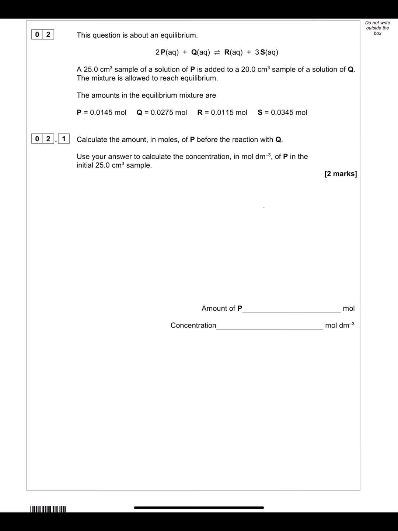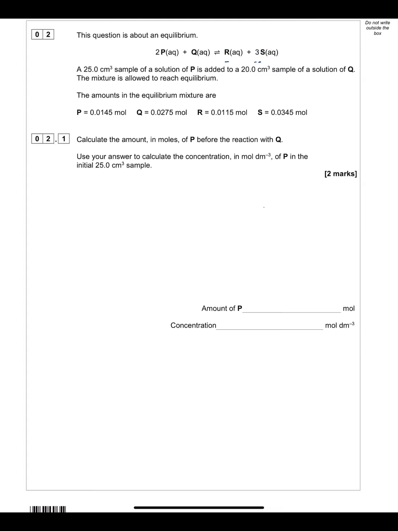Let's answer this past paper question from paper 2, AQA A Level Chemistry. This question is about equilibrium. The equilibrium reaction is 2P plus 1 of Q will give you 1 mole of R and 3 moles of S. Let's have a look at the information they give us in this question.